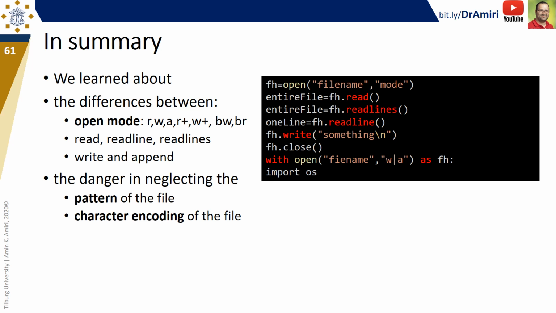We also learned about the os module. So in general, we learned about the differences between the various open modes, various read methods, and the difference between write and append. We also learned about the danger in neglecting the pattern of the file while reading the file or even writing the file. You also learned about the importance of character encoding in a file.